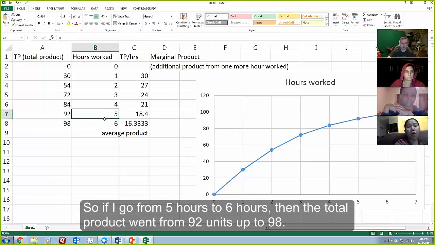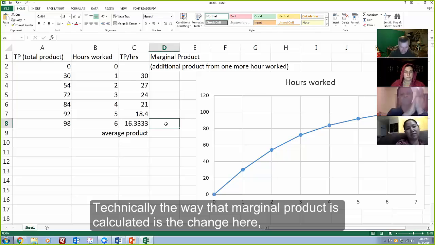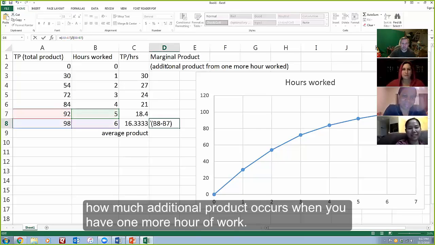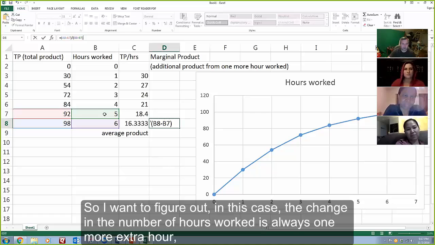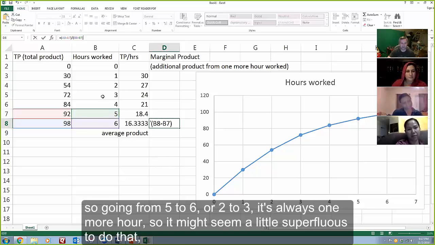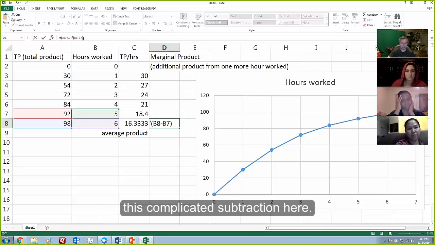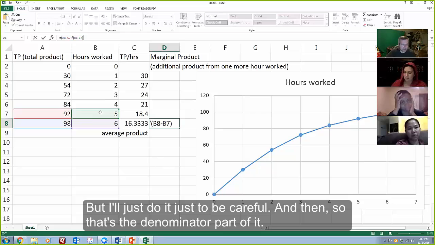So if I go from 5 hours to 6 hours, then the total product went from 92 units up to 98. So technically the way that marginal product is calculated is the change here, how much additional product occurs when you have one more hour worked. So I'm going to figure out, in this case, the change in the number of hours worked is always one more extra hour. So going from 5 to 6 or 2 to 3, it's always one more hour. So it might seem a little superfluous to do this complicated subtraction here, but I'll just do it just to be careful. And then, that's the denominator part of it.